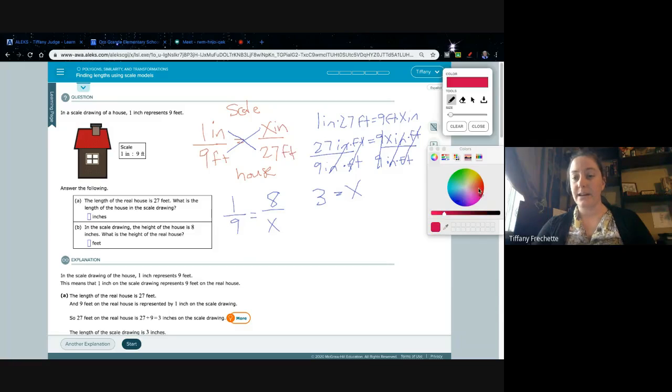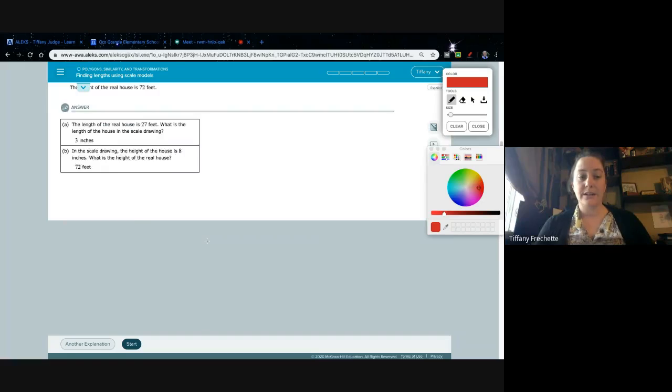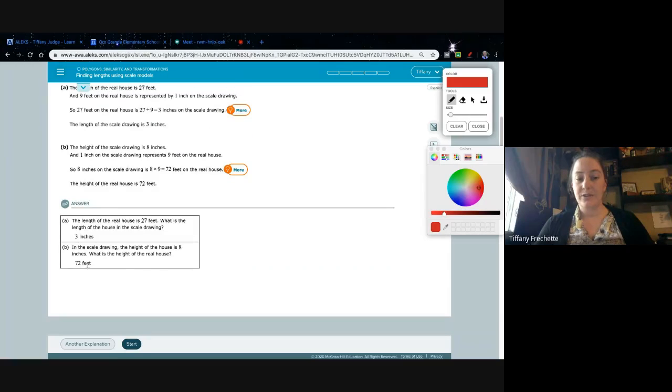So now we're going to take it, and I kind of flopped my colors here, but we're going to cross multiply. We have 1 times X equals 9 times 8. 1 times X is just X. 9 times 8 is 72. So we'd end up with 72 feet. All right. So if we scroll down here, we can see it's 3 inches and 72 feet. So they got the same thing.